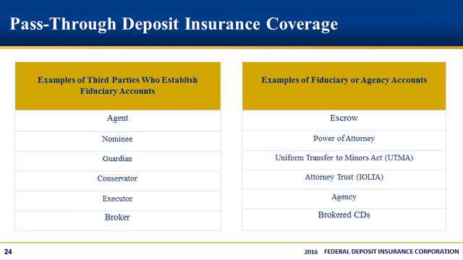Some common examples of third parties who may establish a fiduciary or agency account include an agent, nominee, guardian, conservator, executor, or broker. Common examples of the types of accounts these third parties may establish include escrow accounts, an account with a power of attorney designation, accounts under the Uniform Transfer to Minors Act, or UTMA, attorney trust accounts, or IOLTAs, agency accounts, and brokered CDs.